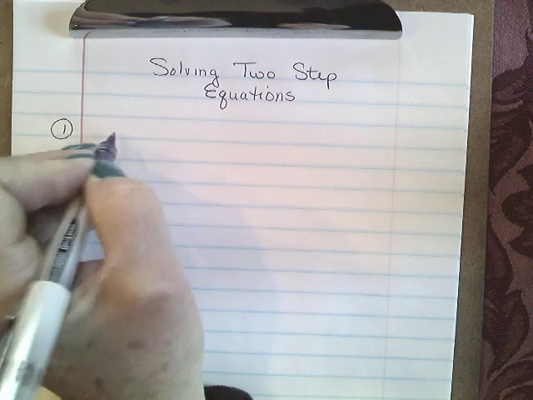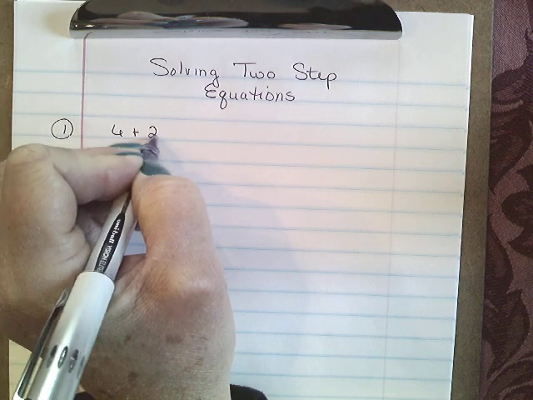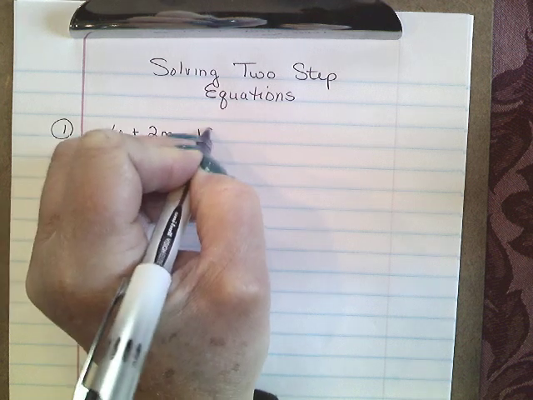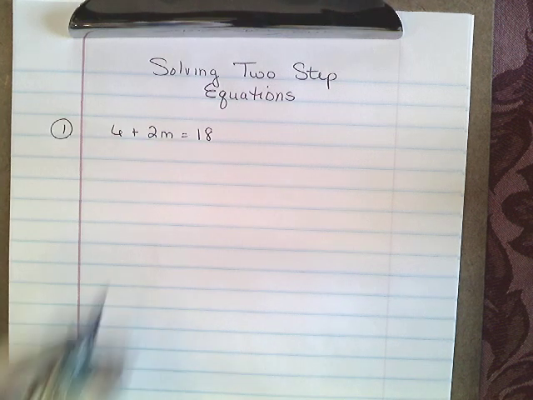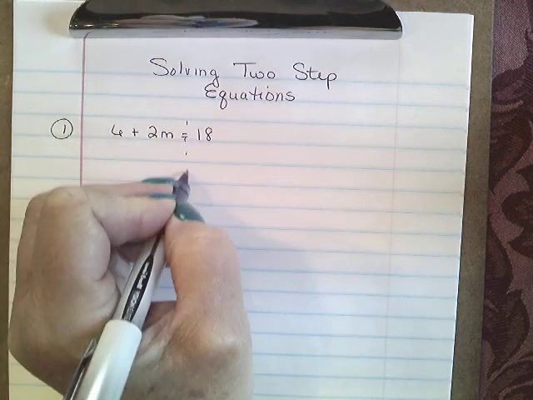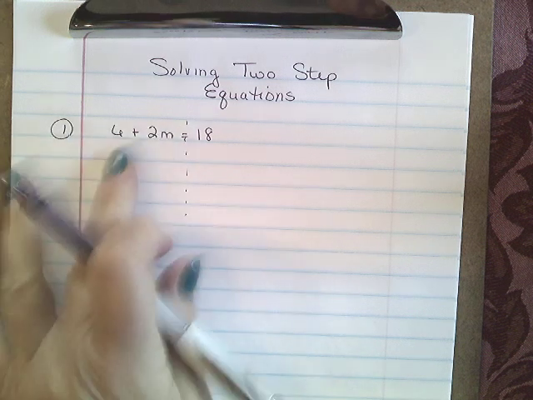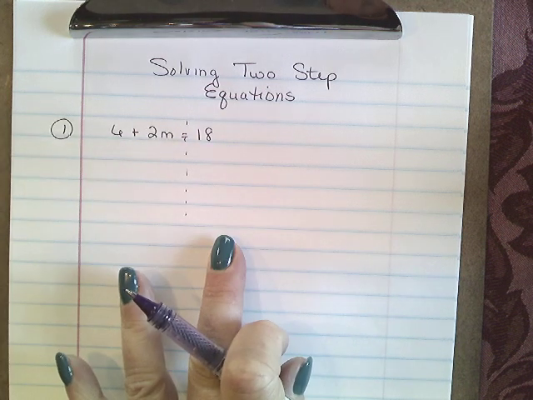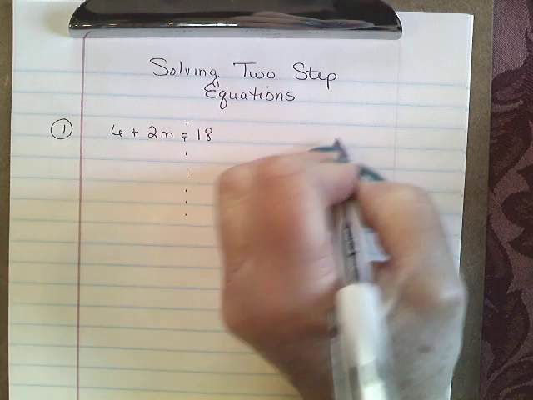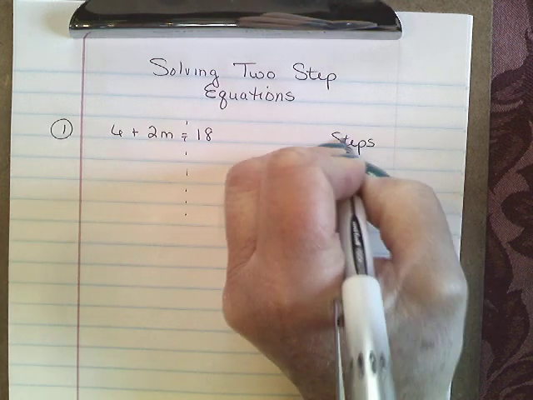So example 1 is going to be 6 plus 2m is equal to 18. What I like to do is draw a dotted line down my equal sign. That acts as a balance for me. That tells me that whatever I do to one side of the equation, I have to also do to the other side of the equation. On the right-hand side, I'm going to write down our steps.